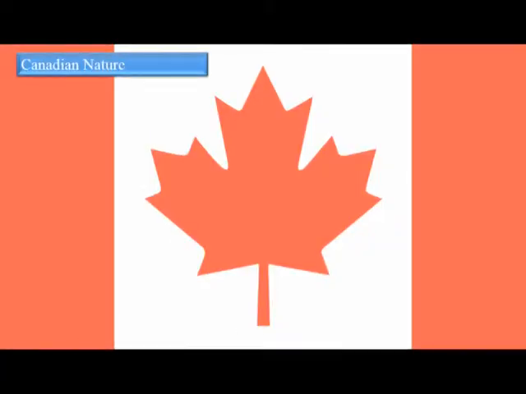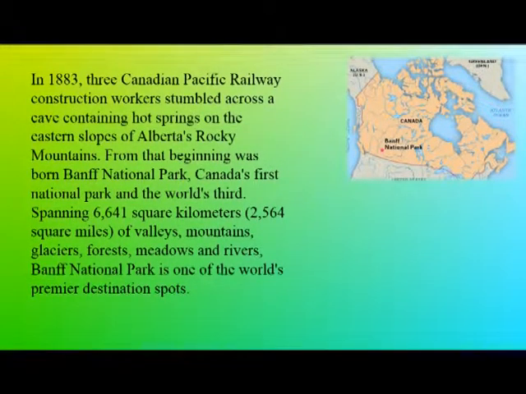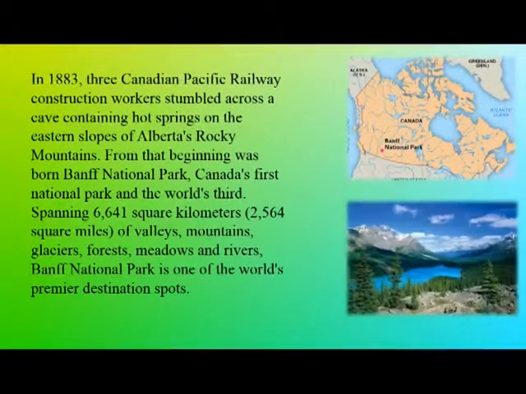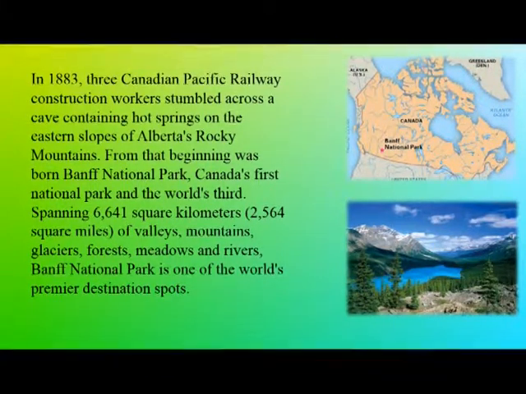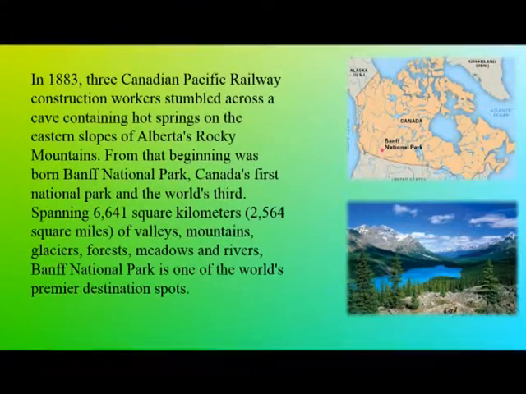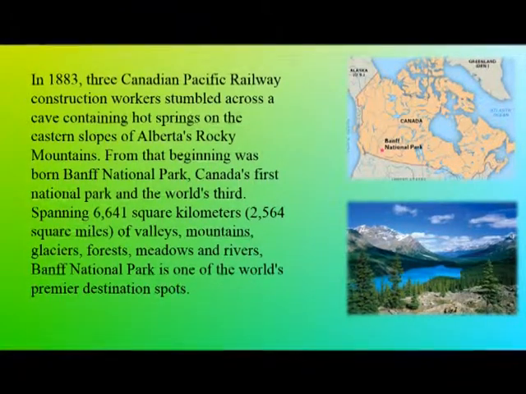Canadian nature. In 1883, three Canadian Pacific Railway construction workers stumbled across a cave containing a hot spring on the eastern slopes of Alberta's Rocky Mountains. From that beginning was born Banff National Park, Canada's first national park and the world's third. Spanning 6,641 square kilometers of valleys, mountains, glaciers, forests, meadows and rivers, Banff National Park is one of the world's premier destination spots.